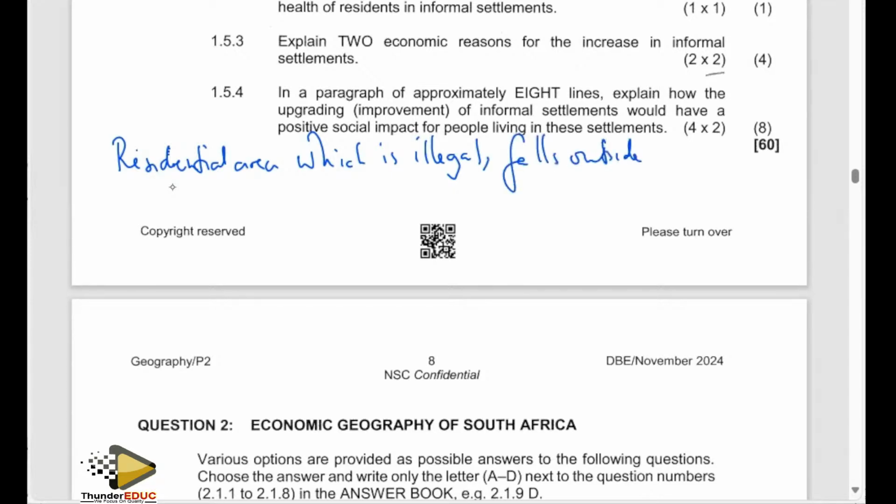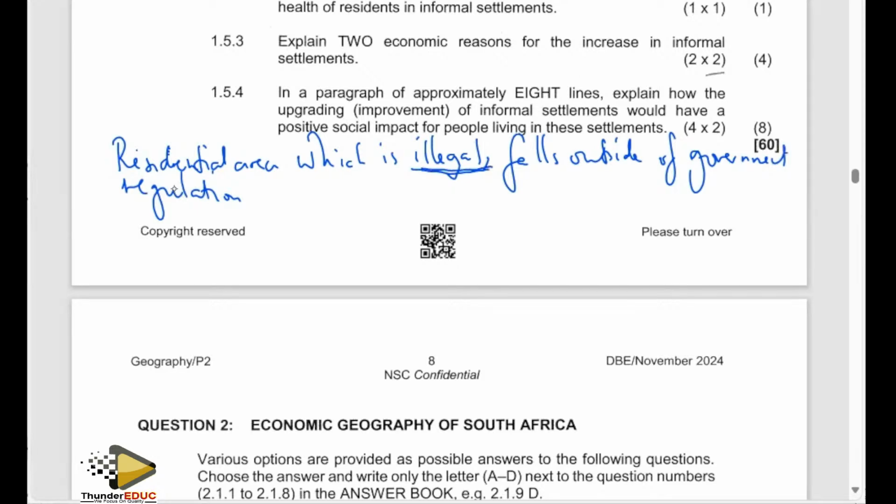I would simply define it in simple terms, trying to simplify the definition of an informal settlement. I would say maybe it's a residential area which is illegal. Meaning to say it falls outside of government regulation. Right. The key aspect here is the settlement is illegal.